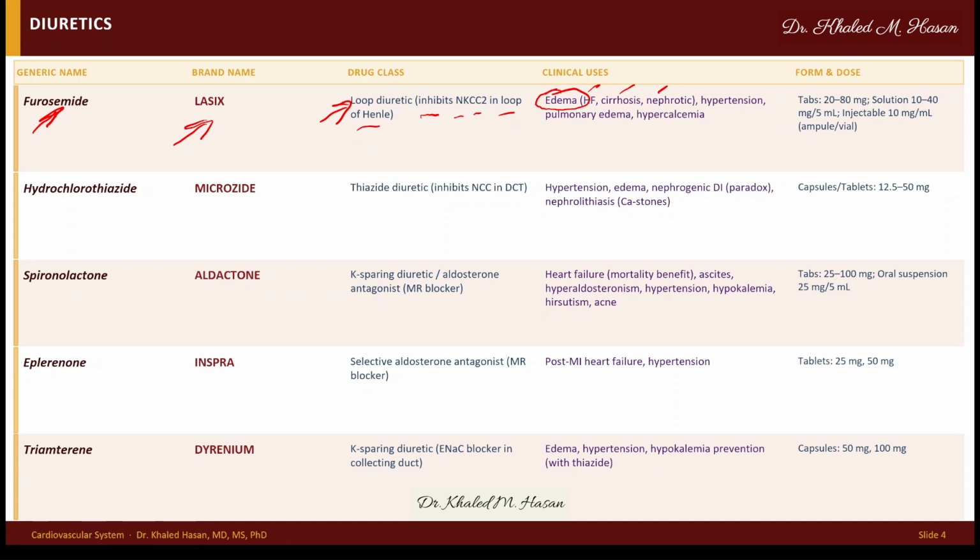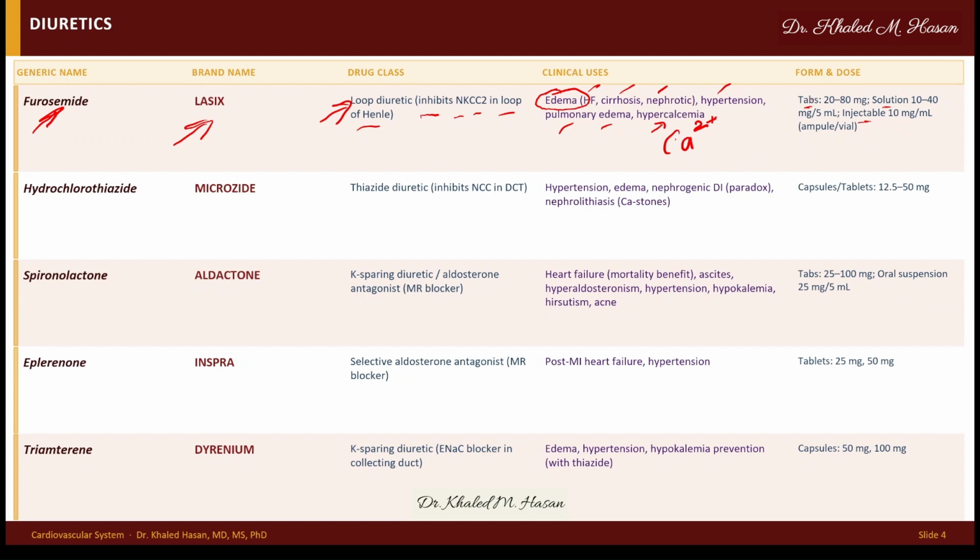Okay, relief edema, but for example, we don't use furosemide to treat hepatic cirrhosis. We need to treat it separately. Then we have hypertension, which means high blood pressure, pulmonary edema, then hypercalcemia, which mean increased level of calcium. So we can use furosemide for that. Furosemide available as a tablet solution and injectable with a different form of vial and ampule.